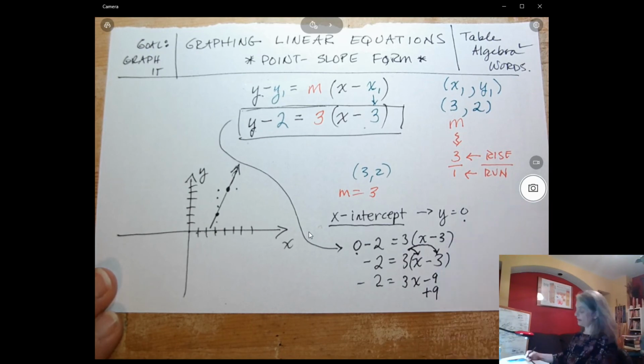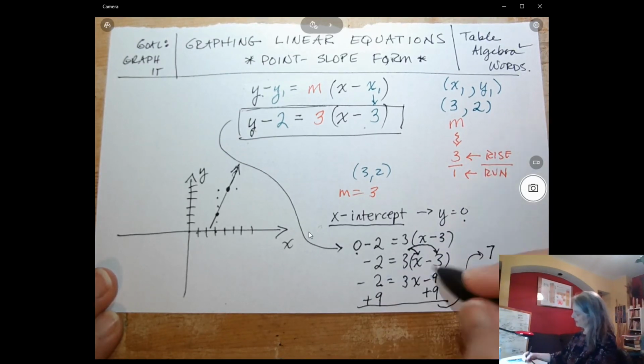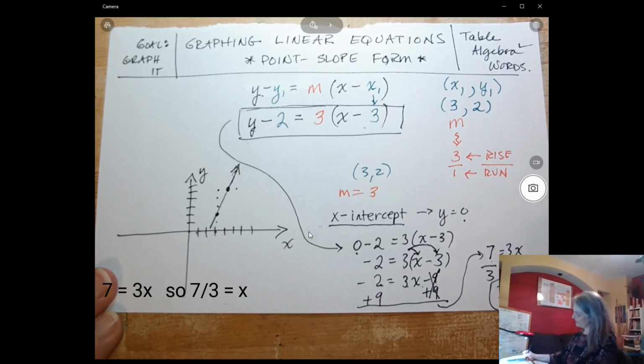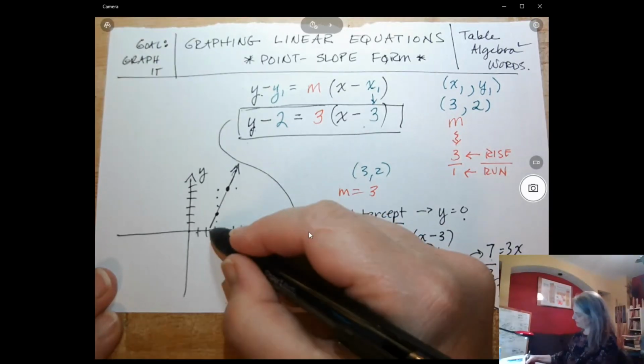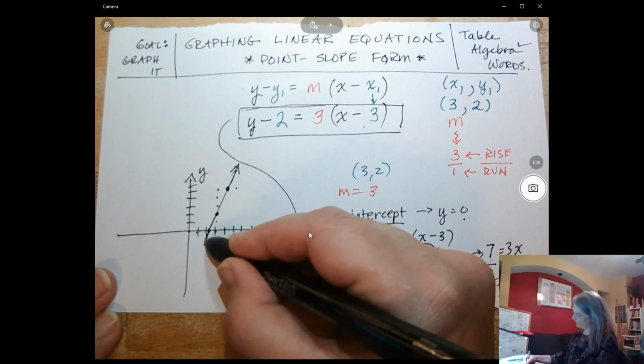Let's add 9 to both sides. And we will get, let's write it up here, 9 minus 2 is 7. 3x stays the same, and the negative 9 and the 9 go away. So we get 7 equals 3x. Let's divide both sides by 3. 7/3 is going to equal x. And 7/3 is basically right here. It's 1 1/3. It's about 1 1/3.